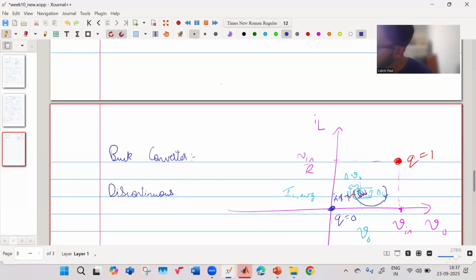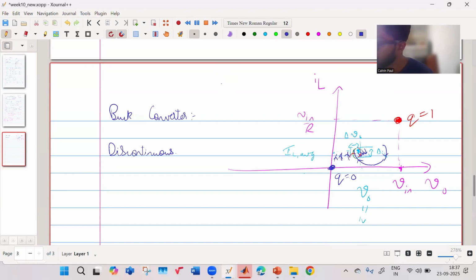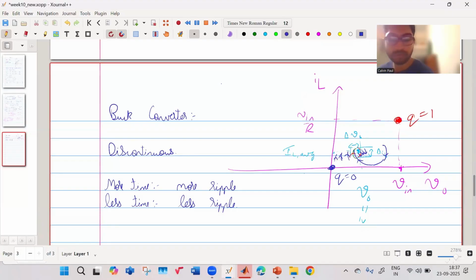That depends on the time you give. If you give more time, there'll be more ripple. If you give it less time, there'll be less ripple, right? So your time also is important. That's why sir was saying we have to carefully select the time and we have to carefully select the ripple as well. Okay.